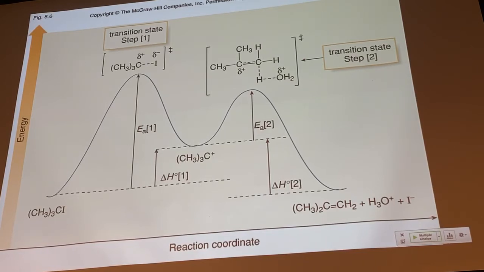So as we look at this diagram and consider this mechanism, what types of alkyl halides do you think would react faster in an E1 reaction? More substituted or less substituted? More substituted. Why?